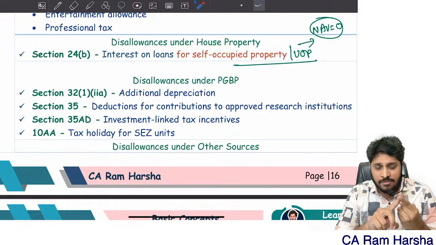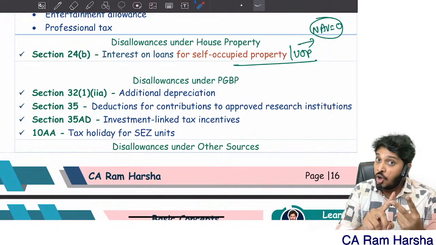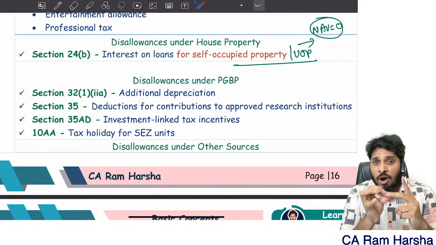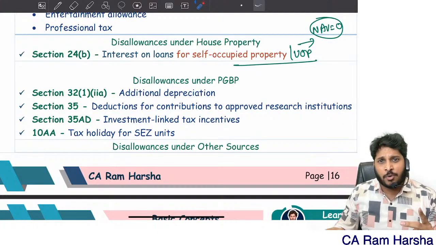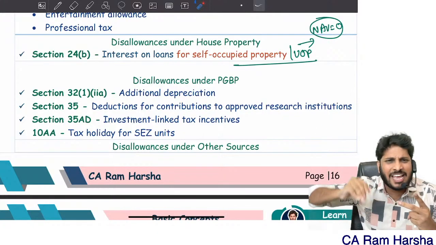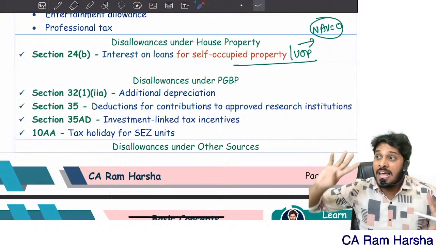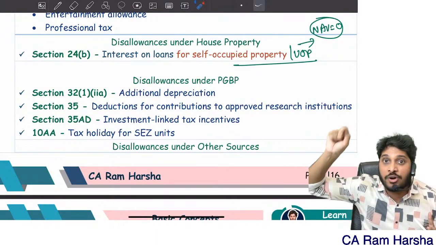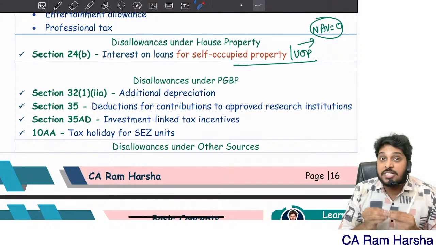Either they should be self-occupied or they should be unoccupied. Unoccupied means what? The assessee is not occupying the property because he is residing at some other place. He is staying at some other place because of employment, in a rented house, because he doesn't have his own house there. So that is called unoccupied.